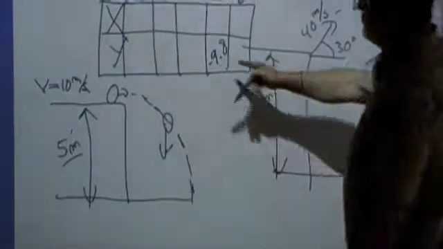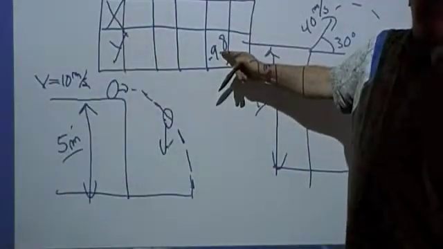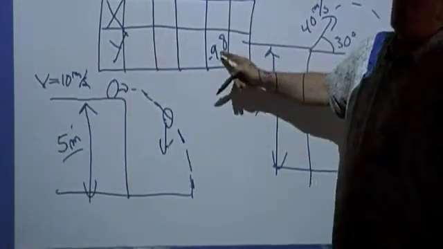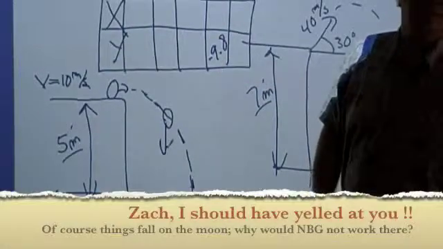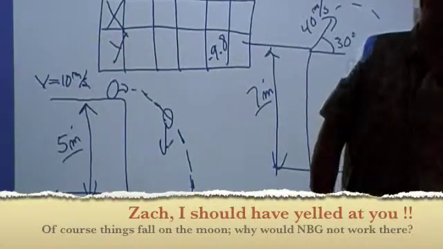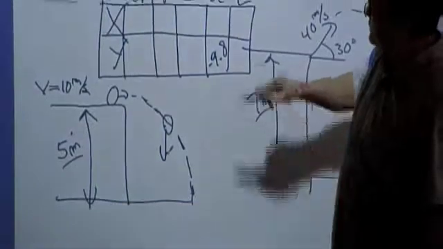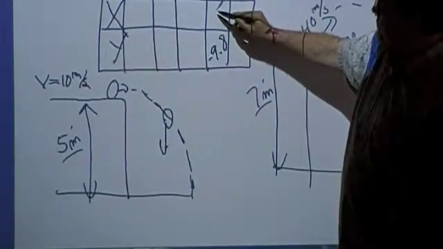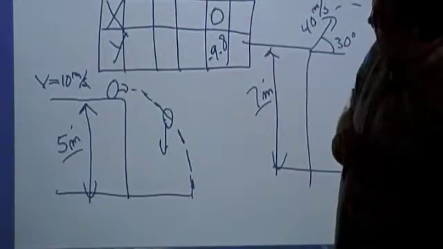And on the moon, what would that 9.8 be? No, things fall on the moon. It would be less than 9.8. As a matter of fact, it'd be negative 1.6. What's the acceleration in the x direction? 0. What else do we know?